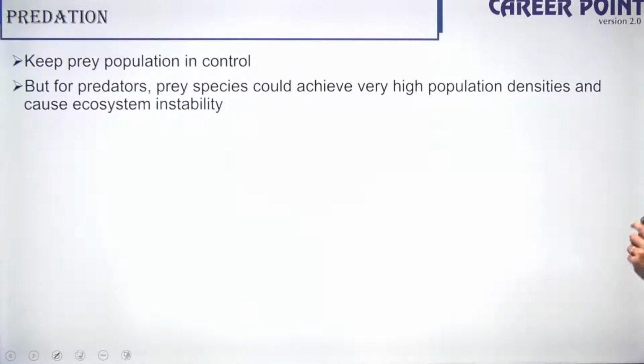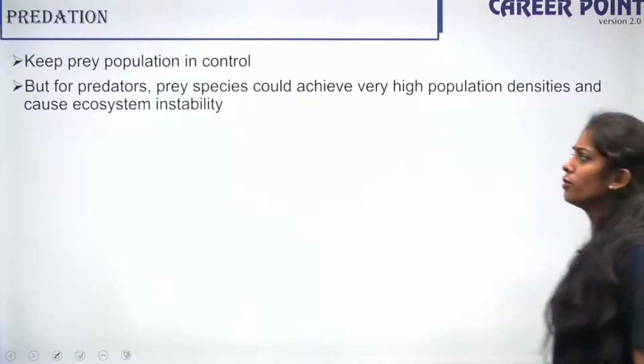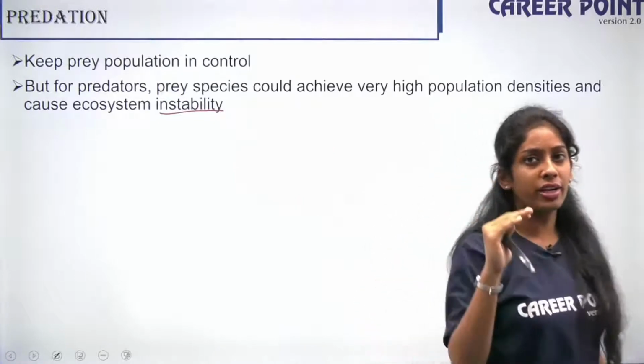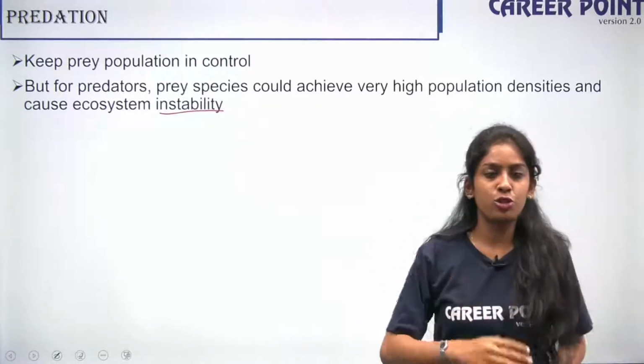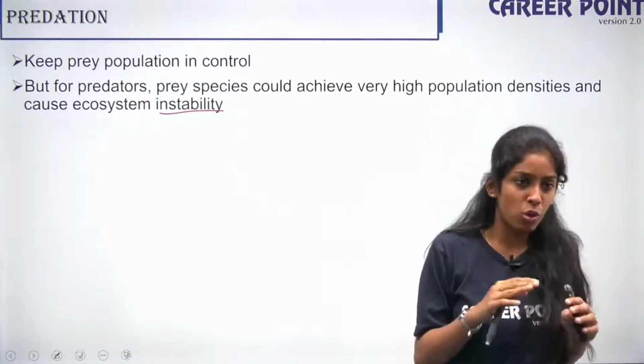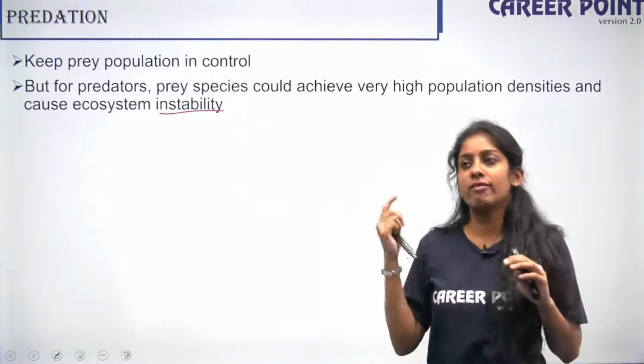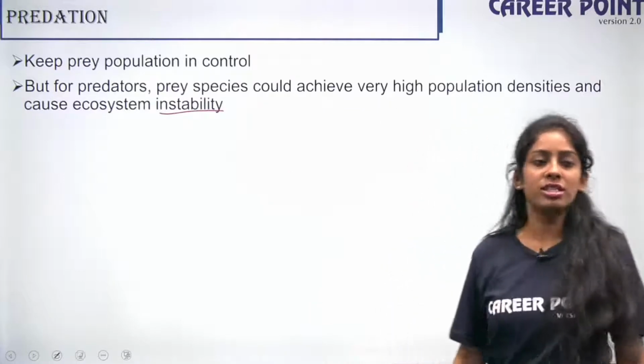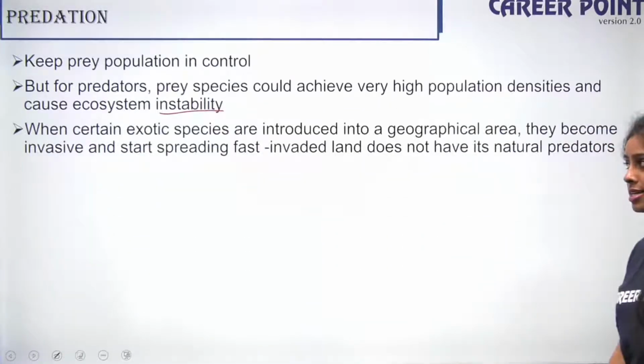If not for the predators, the prey species would achieve very high population density, and it would lead to ecosystem instability. So everything has to be in the accurate amount, right? None of the populations should be too much or too small. Everything has to be at an equal level to ensure that we have a stable ecosystem. So your prey population is kept in control by your predators.